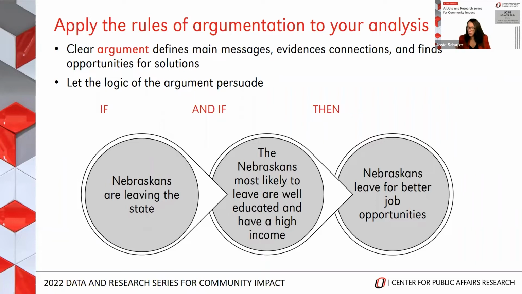Now, I happen to know that the unemployment rate for people that are well educated is the lowest, right? We have low unemployment anyway, but people who have a bachelor's degree are working here in Nebraska and pretty much everywhere else, but especially here in Nebraska, they have the lowest unemployment rate. And it's the same thing, that those that have a high income are very likely to be working as well.